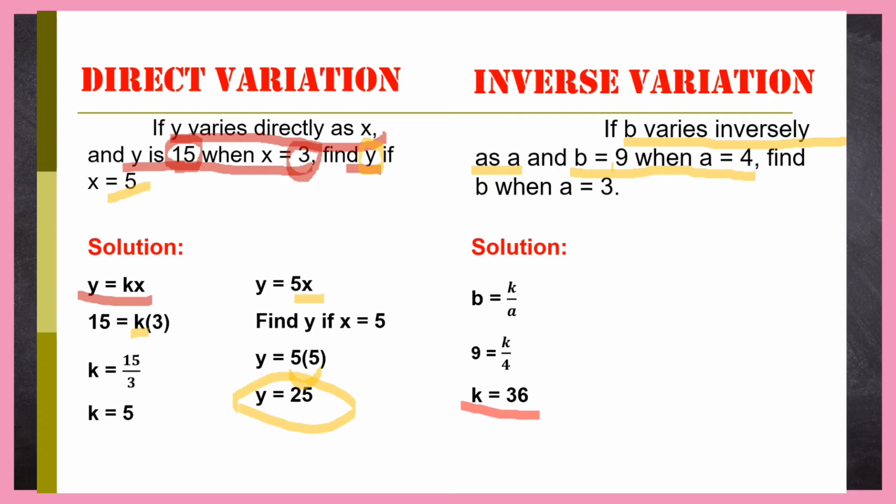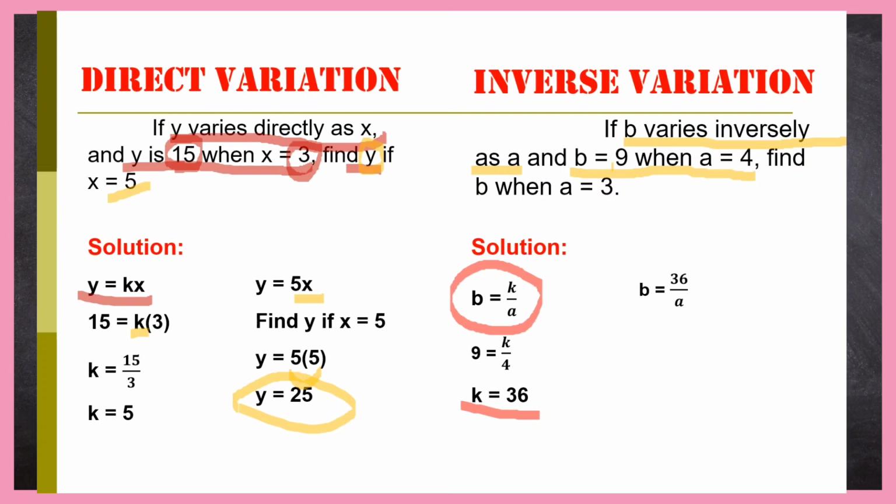Now let us write the equation of variation. Okay, so the equation of variation is b equals 36 over a. So all you have to do is to substitute the value of our k in our mathematical statement here. So we are using this mathematical equation, and then we will substitute the value of k here. So we have b equals 36 over a.